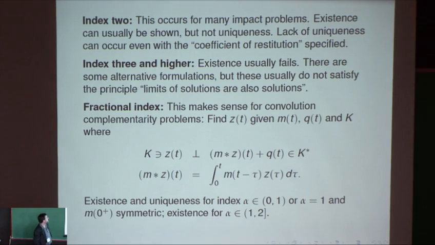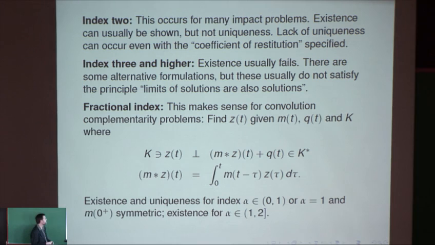Index 3 and higher, simply put, existence usually fails. There are some alternative formulations, and Vincent Acary has, I think, worked with Bernard Brogliato on developing some ideas in this direction, but it definitely requires some fairly strong structure and a reinterpretation of what the conditions mean.